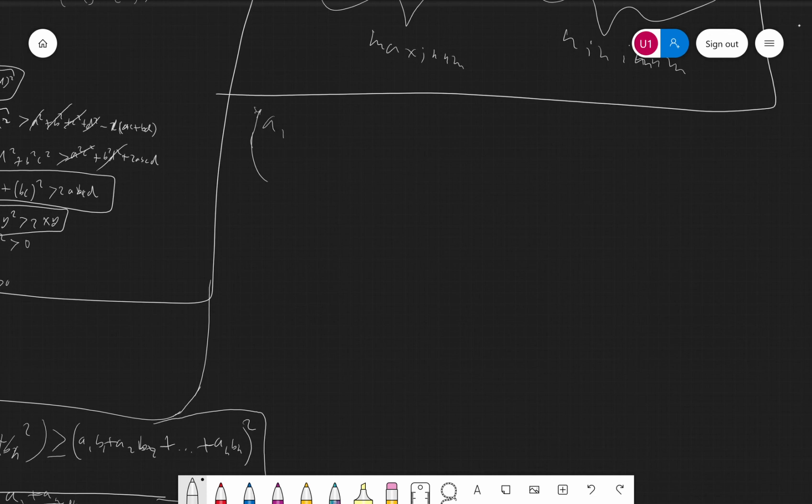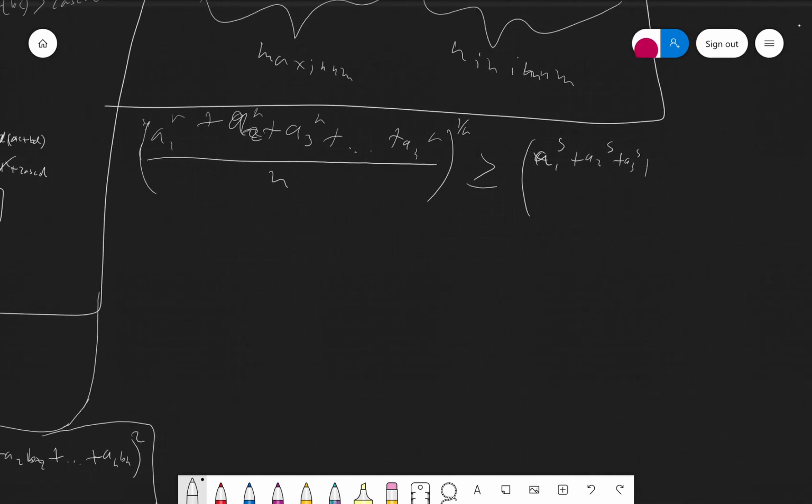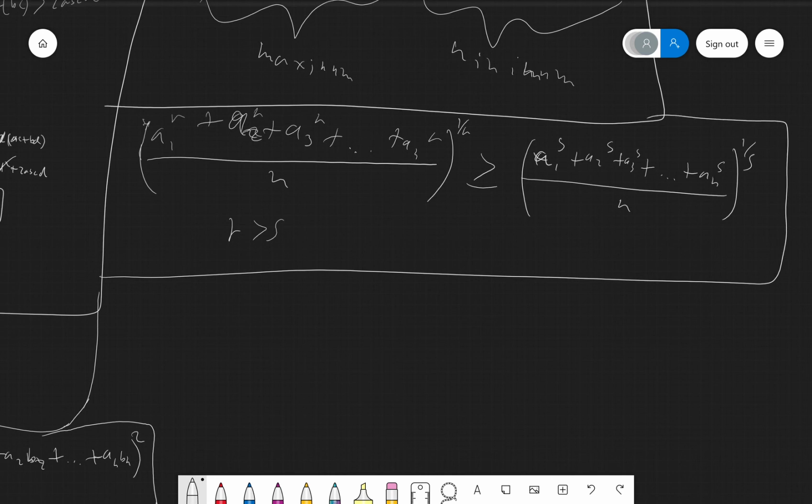A1 to the r plus A2 to the r plus A3 to the r plus dot dot dot plus An to the r, all over n, all to the 1 over r, is greater than or equal to A1 to the s plus A2 to the s plus A3 to the s plus dot dot dot plus An to the s, over n, all to the 1 over s, where r is greater than s. Yeah, so this is like the big boy, the general of the general cases.